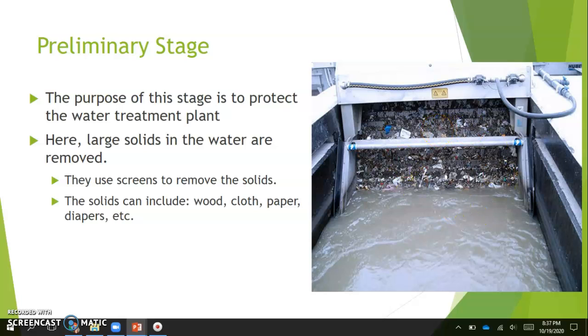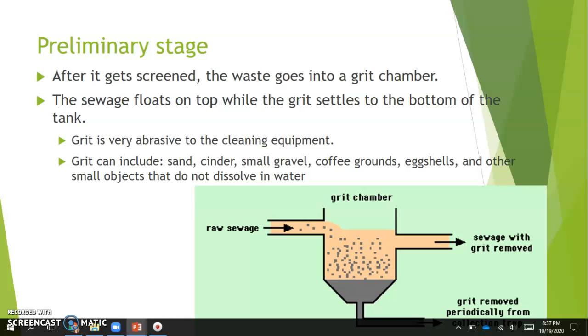So the only contaminants able to pass through are those smaller contaminants. The solids can include things like wood, cloth, paper, diapers, etc. You should not be flushing diapers down a toilet either. After the screening process, we get into something called a grit chamber. If you think about grit, it's just going to be like sediments. The sewage will float on top while the grit settles to the bottom of the tank. Grit is very abrasive to the cleaning equipment, and it includes things like sand, cinder, which is like ash from a fire, small gravel, coffee grounds, eggshells, and other small objects that do not dissolve in water.